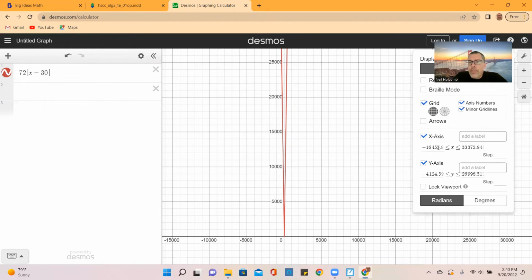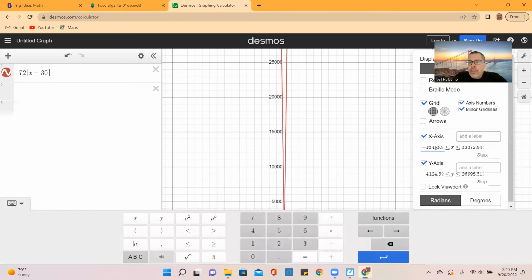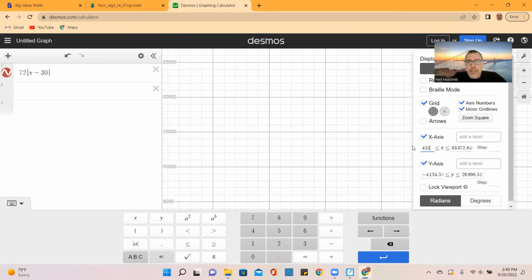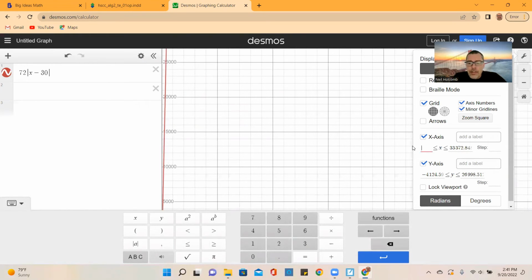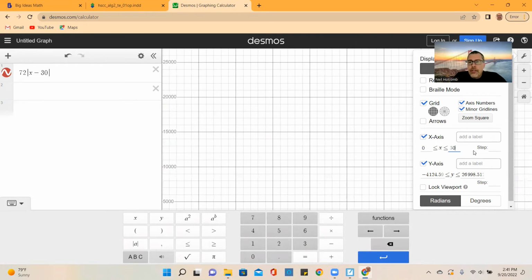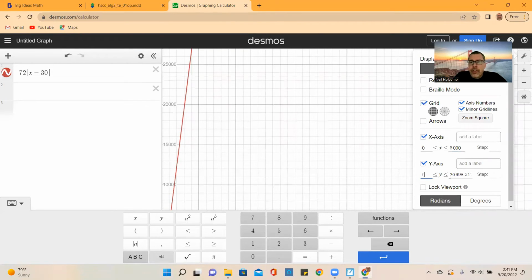So if I change my window to 4,500 instead of negative, I only want to go to 4,500. Oh wait, not the x-axis. Actually, I want that 0. I don't care about what's before 0 because that's my starting point. And let's say 5,000. And the y-axis, let's start that at 0 and go to 5,000.